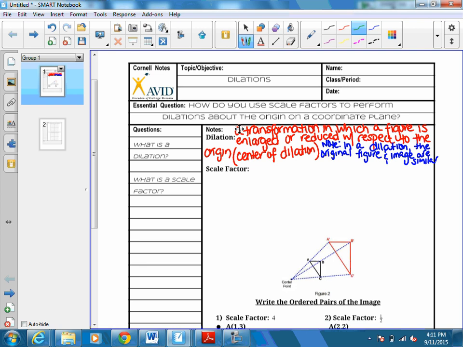A scale factor is the ratio of the side lengths of the image to the corresponding side lengths of the original figure.